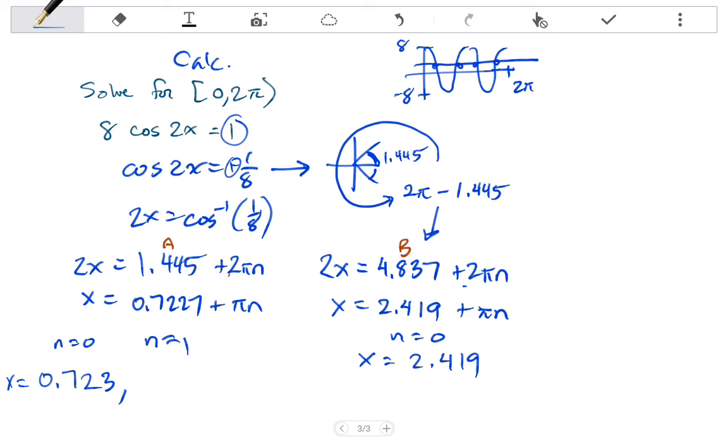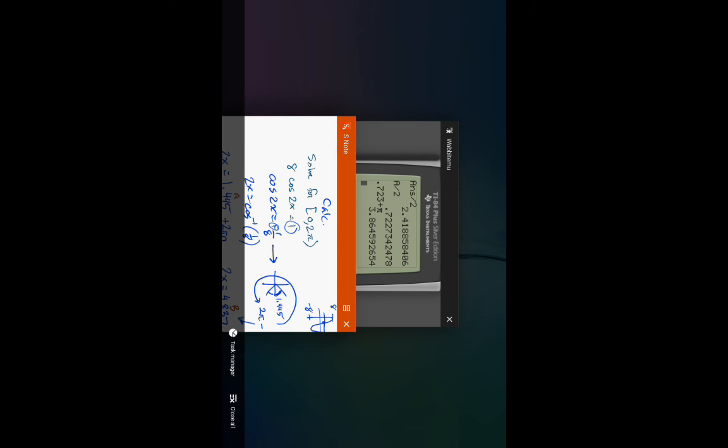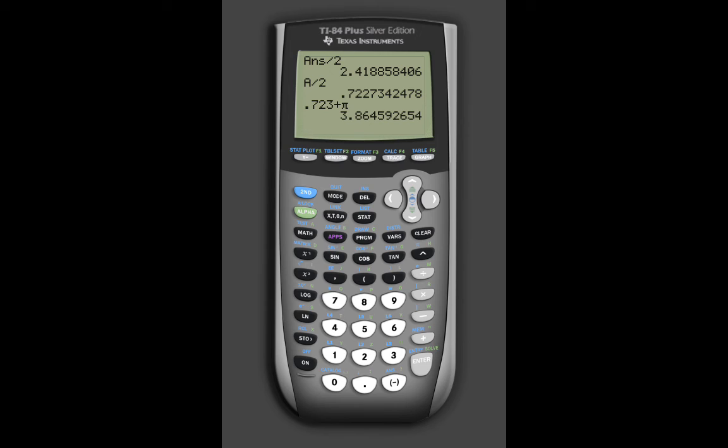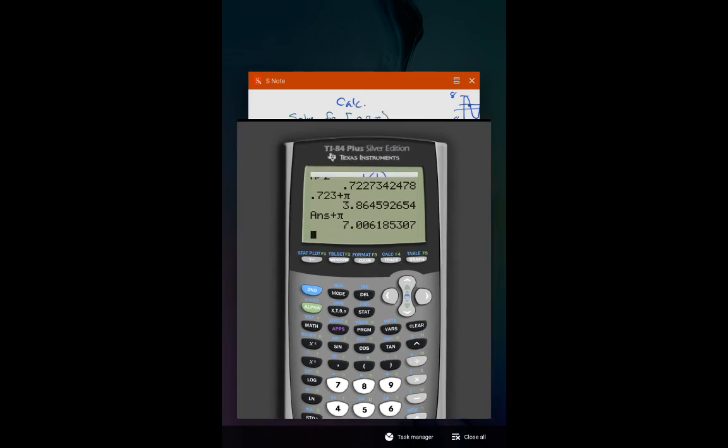Okay, so we get 3.865. Just keep doing this. Let's add on another pi. So plus pi again. Oh, look at this. This is way out of bounds. Remember, we want to be between 0 and 2 pi, and 2 pi is 6.28. So if I add another pi, I'm going to be way out of bounds. I don't want this answer. So let's actually go back to the other value, the second answer.